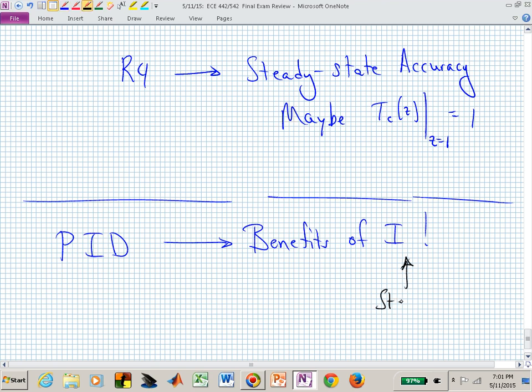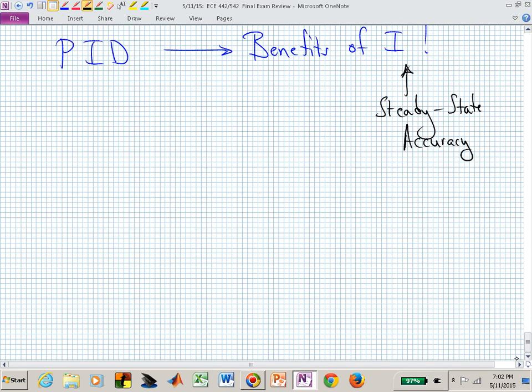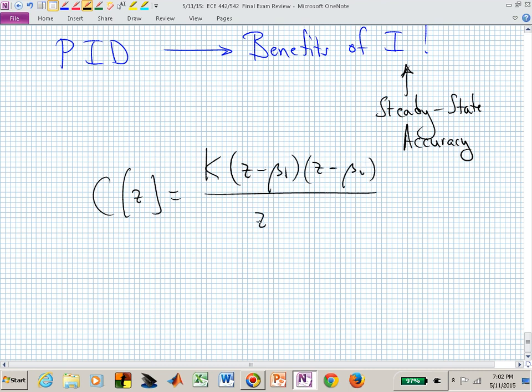And you know what that looks like in terms of a controller. If this was now C of Z, you now have some K, Z minus beta 1, Z minus beta 2, over Z, Z minus 1. That's the generic structure of a PID controller. If I ask you to design a PID controller, you could just write that down. Now you are tasked with trying to find beta 1, beta 2. Where do I locate these zeros? They could be complex conjugates, and the gain K.